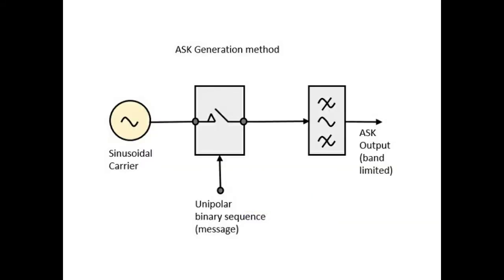Now ASK generation will have three blocks like this: sinusoidal carrier, unipolar binary sequence, and this is the switch. Here in this case it is open, that means our binary input is 0. If it is closed, binary input will be 1. According to the unipolar binary sequence, the ASK output will be generated.